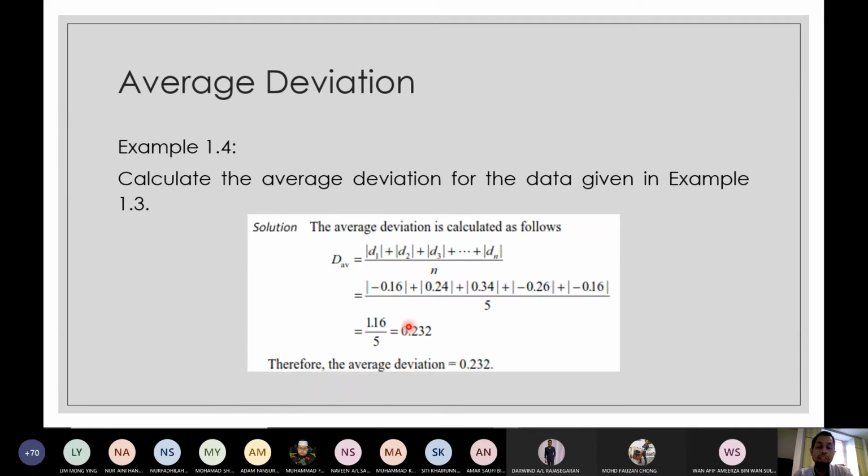Okay. So this is the example just now. So calculate the average deviation for the data given. In example 1.3, so we put all the deviations here, negative 0.16, 0.24, and so on. And we convert the negative values into absolute values. We convert them all into positive values. And then we divide them by the number of readings, which is 5. We get 0.232. So the average deviation is this value. The lower the value here is, the more precise the equipment.